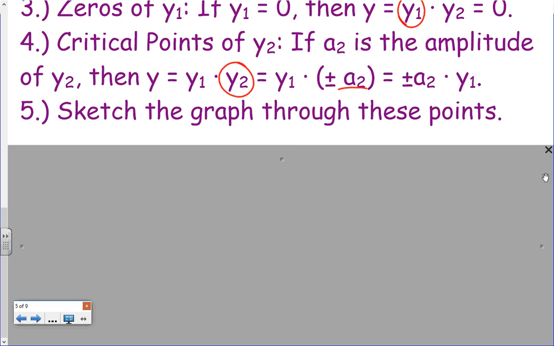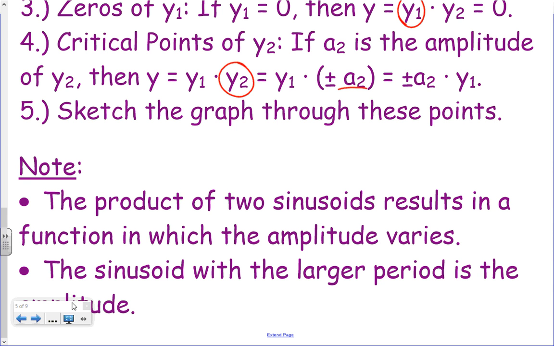All right, one last thing to note about these examples that we've seen. Notice that when you have a product of two sinusoids, the result is a function in which the amplitude varies. That's what we just were dealing with there. The amplitude was changing. And also notice that the sinusoid with the larger period is the amplitude. Sketching it along with the opposite of it, doing the vertical reflection of it, actually is pretty nice to see your resulting curve there get squeezed in between those two parts. All right, that is the end of the first part here of section 8.4.